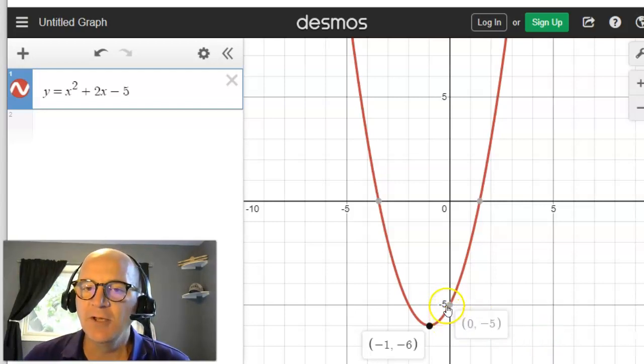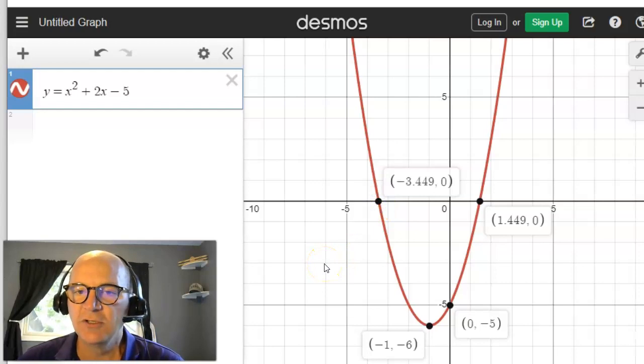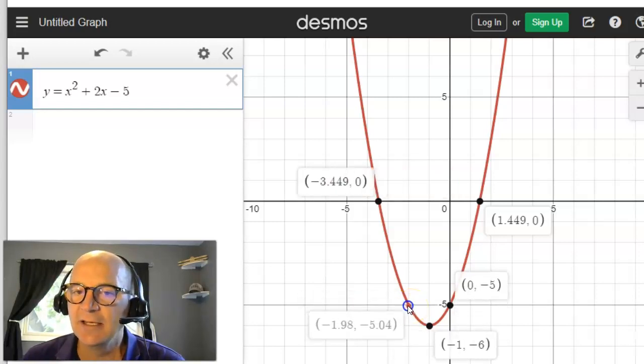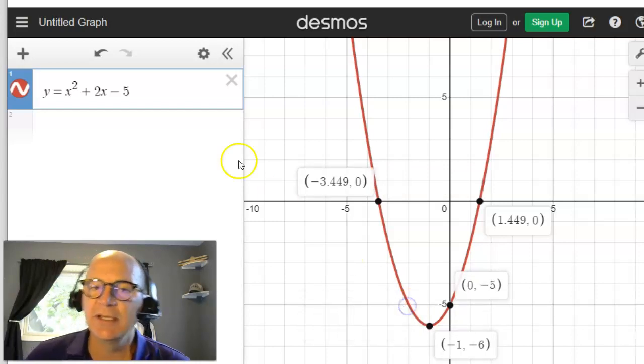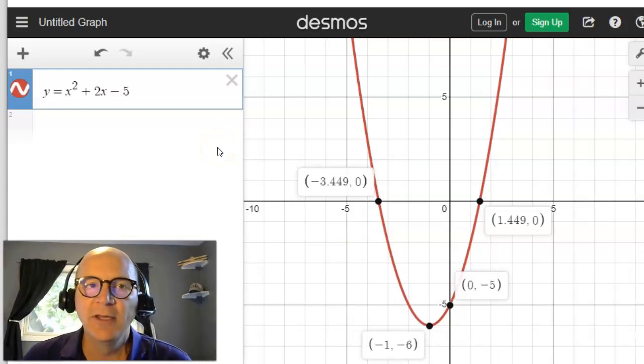Remember, the vertex could be the minimum or the maximum, depending on how this parabola is created. And then we also can see what the y-intercept is. You can click on the x-intercepts as well. Desmos usually gives you a pretty nice feature to find at least some of the key features. It does not give you all the points. If you click on something and go to find it, you can get close to it, so you can find some points like that. That's going to be a helpful feature as well.